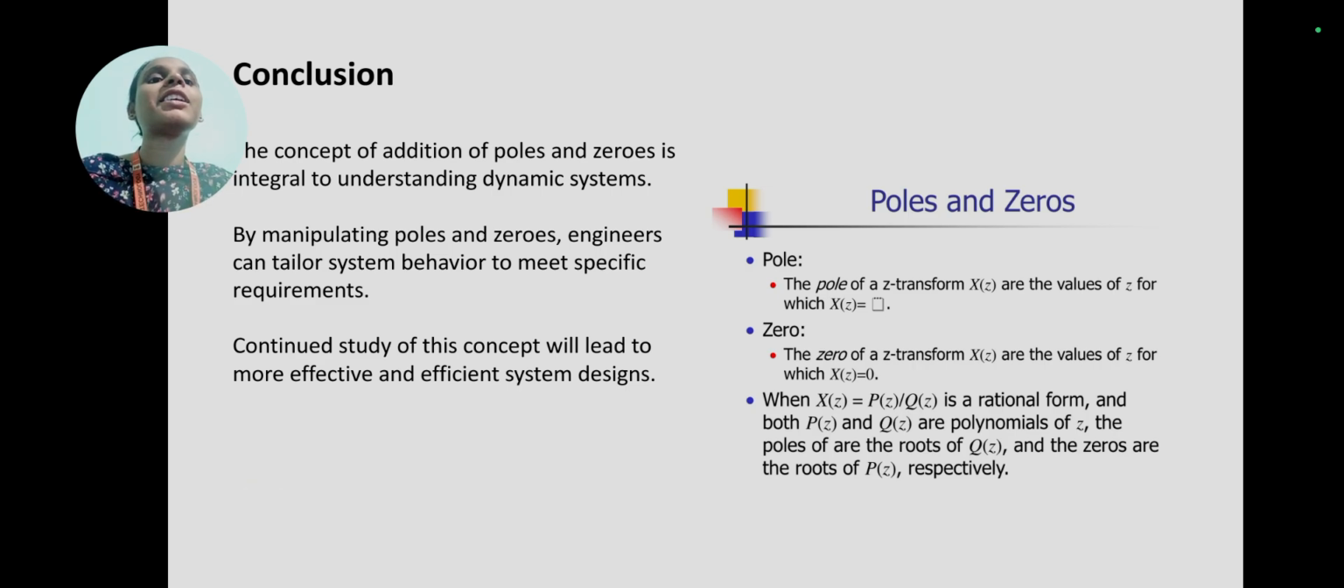Conclusion. The concept of addition of poles and zeros is integral to understanding dynamic systems. By manipulating the poles and zeros, engineers can tailor system behavior to meet specific requirements. Continued study of this concept will lead to more effective and efficient system designs.